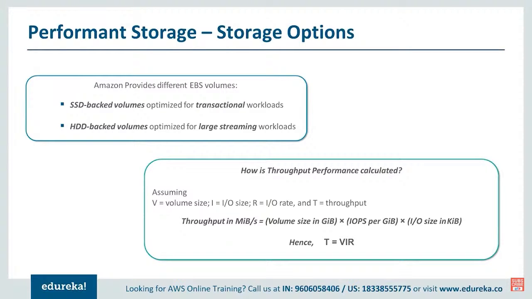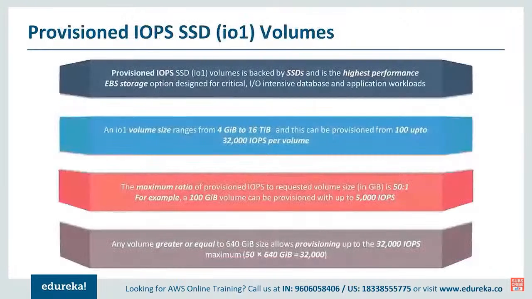Then HDD-backed volumes are used for large streaming workloads, essentially if you're using services like EMR or Kinesis. Provisioned IOPS, very important from an examination perspective, is backed by SSDs, both provisioned and general purpose. This is the highest performance EBS storage available for critical IO-intensive database and application workloads. The maximum IOPS that you can provision is 32,000 IOPS per volume.